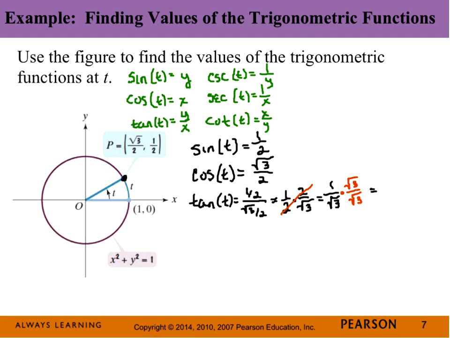1 times the square root of 3 is just the square root of 3. And basically in the denominator here, I'm squaring a square root. So the square root of 3 times the square root of 3 is the square root of 9. Square root of 9 is just 3. So square root of 3 over 3 is my tangent. Let me stop there and make sure everybody followed that math magic right there.